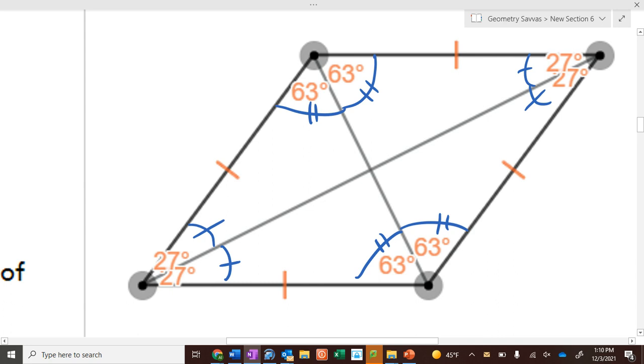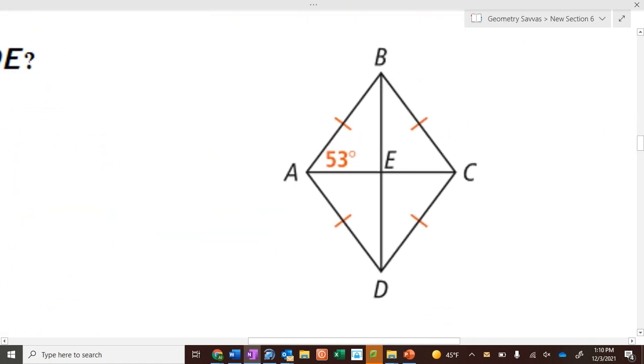Now, what was the last rule just before this about diagonals of a rhombus? They are perpendicular. They form a right angle, right? All of a sudden, we have a right triangle. All I need to know is one angle here. If I know this angle, that lets me know this angle, which lets me know this angle, which lets me know this one, and so on. We'll see that in this example.